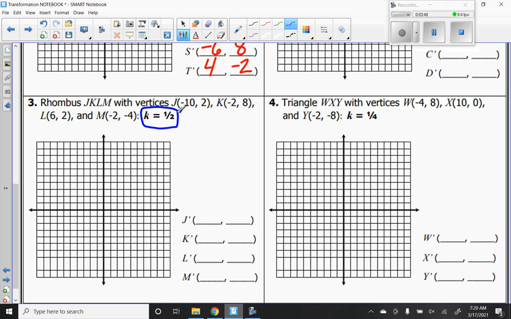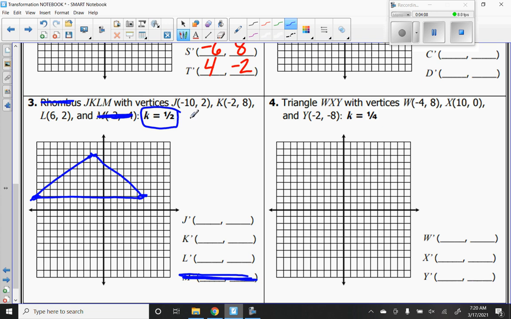Okay, I'm not going to do all the points. I'm going to make it a triangle to save time on the video. So J is -10, 2. There's my J. K is -2, 8. There's my K. And L is 6, 2. So there's my original object.